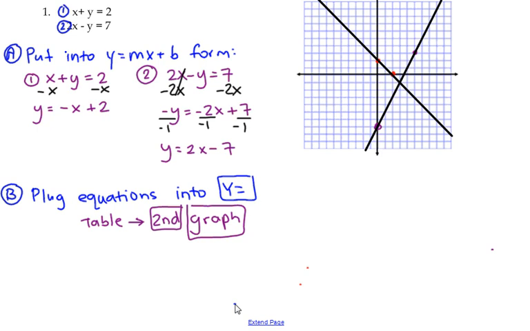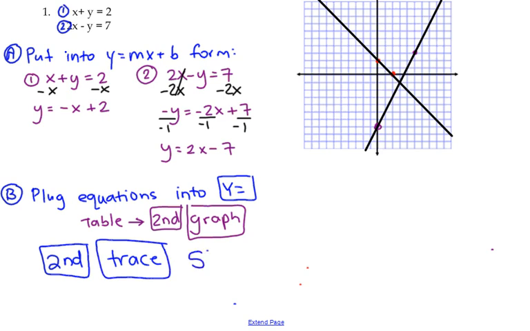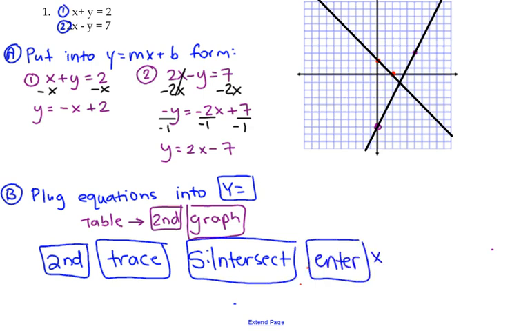Okay, so these are our steps. We push second, trace, 5 for intersection, and then enter 3 times. Because there's only ever one intersection in linear equations, we don't even have to scroll over to where it is. We just push enter 3 times and it'll give us the intersection.